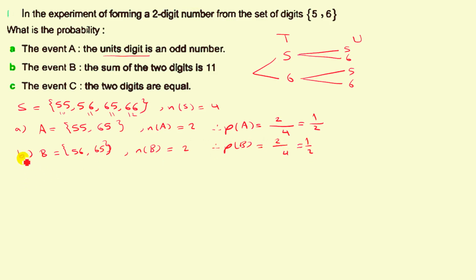ده letter B. Letter C, the event C, the two digits are equal. Two digits are equal. يبقى letter C اللي عنده two digits equal 55 و 66. دول اللي عنده إيه two digits are equal. Number of elements of C is equal to 2 elements, therefore probability of C هنا 2 elements over 4 which is equal to 1 over 2.